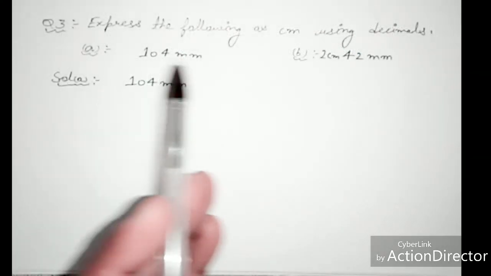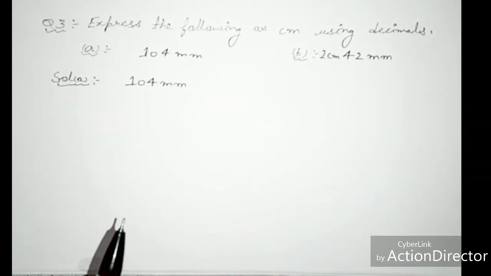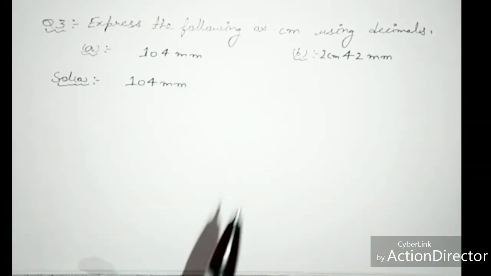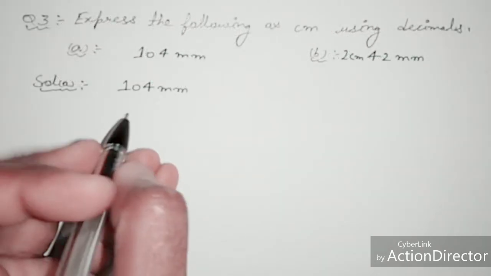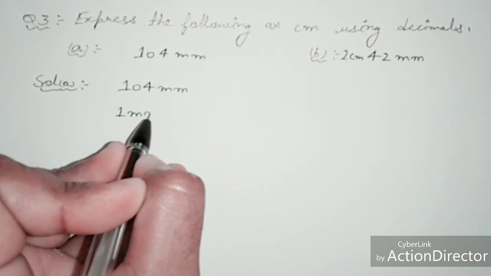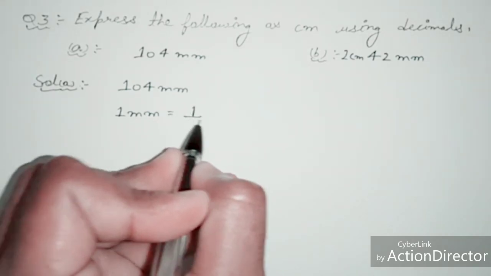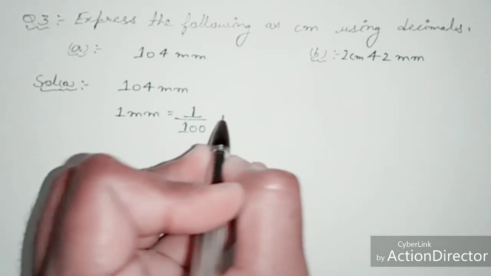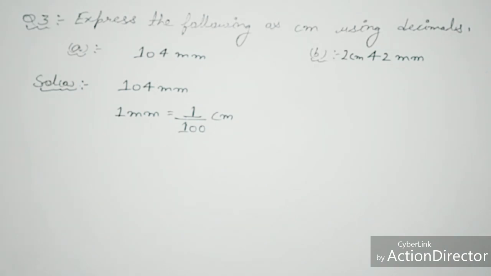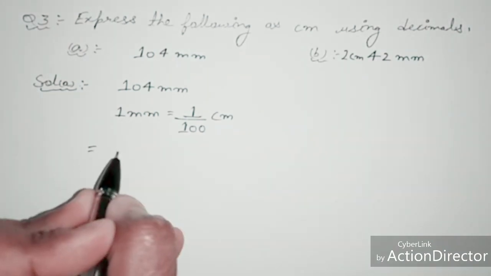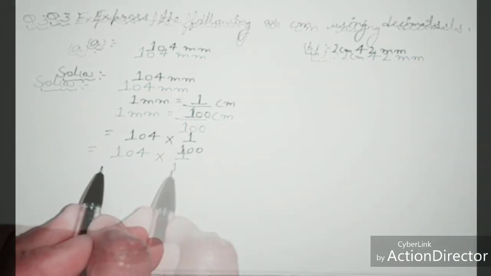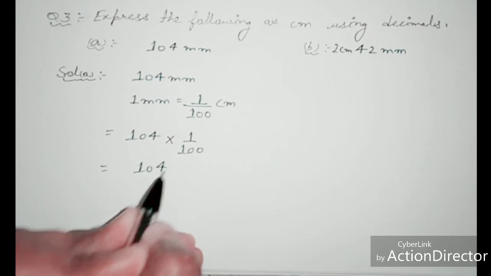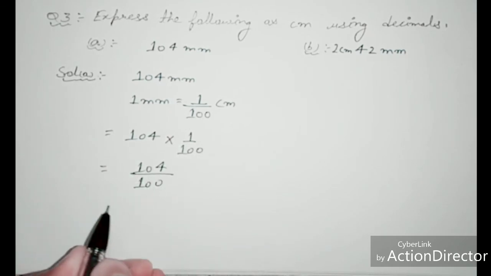Now here express the following as centimeters using decimals. Example number A, 104 millimeter. So how many centimeters in 1 millimeter? So 1 millimeter equals 1 upon 10 centimeter. So when we change 104 millimeter, we divide 104 by 10. So we write it as 104 upon 10.